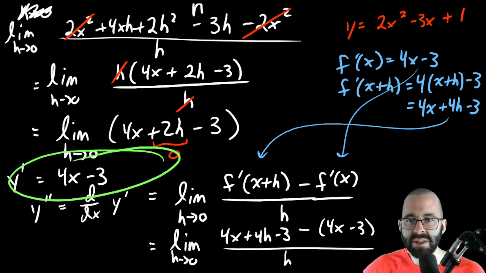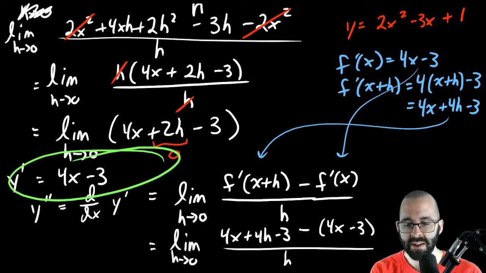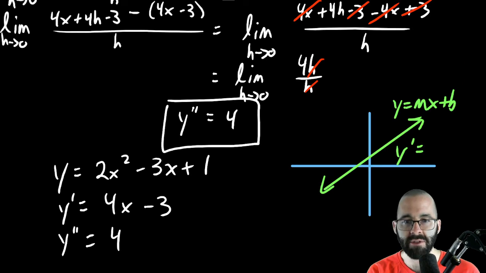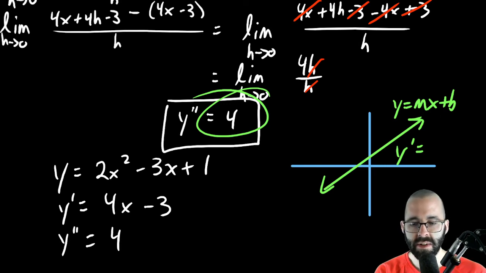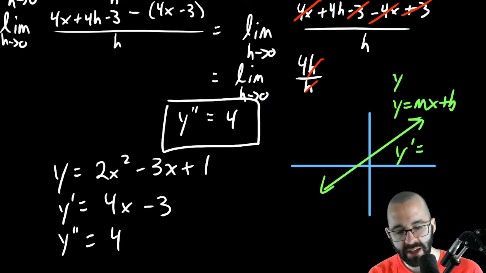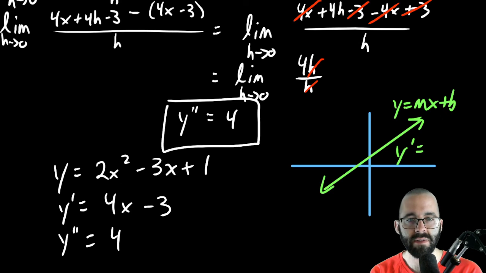Derivative is the slope. What's the slope of the line 4x minus 3? All of you know the slope of the line 4x minus 3. It's the same everywhere. It's got the same slope everywhere on that line. 4. Derivative is just the slope. So the derivative of a line is just the slope.